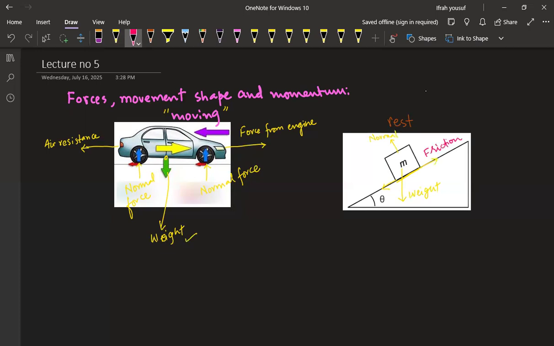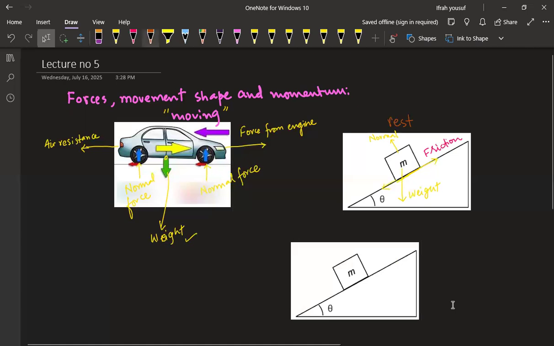Now, what happens when the object is moving upward? If I have the same object, let me paste it again. Let me call it in motion. The object is moving, and this time the object is moving in this direction. It must be attached with some sort of a string or a cable, so that it can be pulled in that direction.